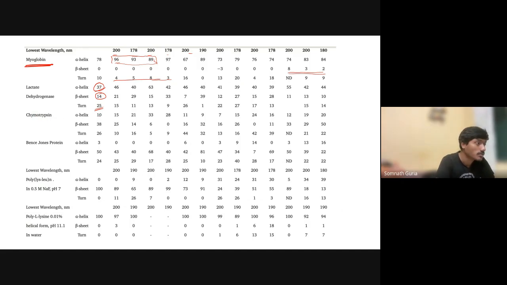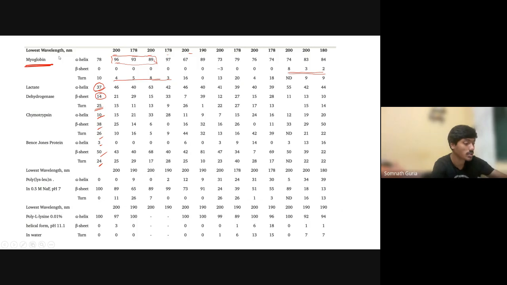In chymotrypsin, the alpha helix percentage is lower, only 10%. Beta sheet is 38%, and turns are 26%. Similar to the Bence Jones protein, which has 3% alpha helix. Beta sheet is the major part, 50%, and 24% is turns.